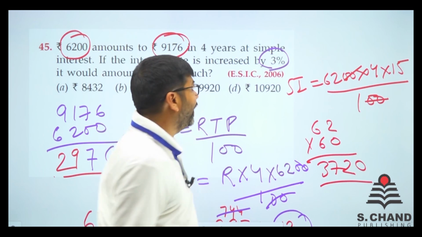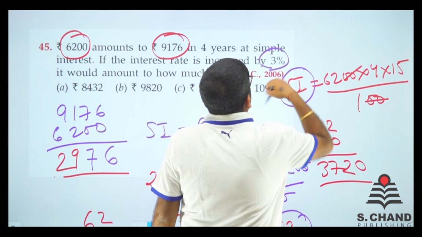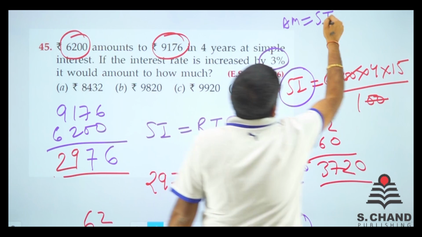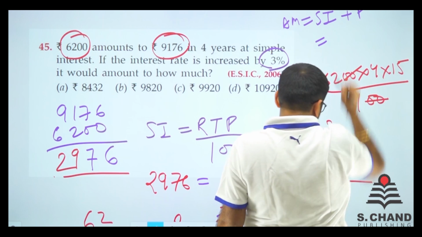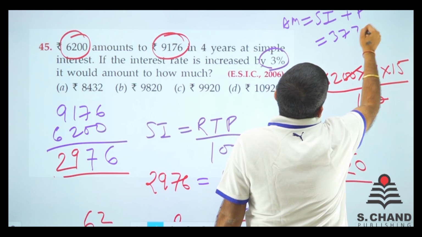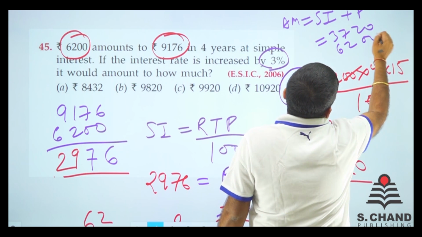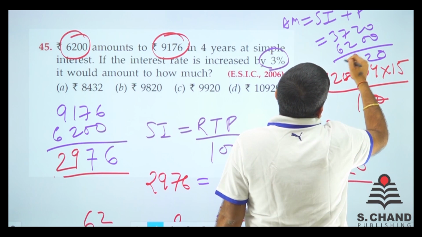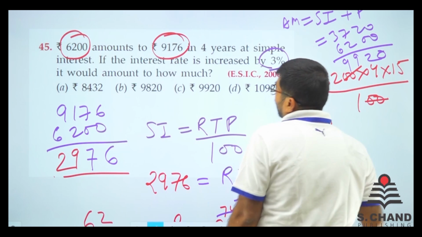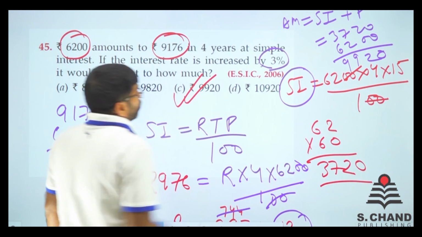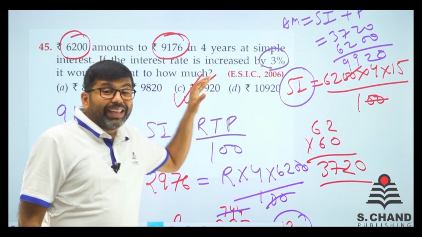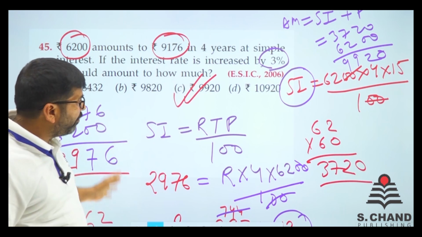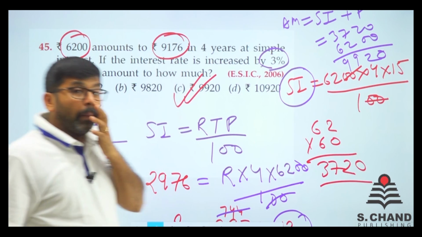This is SI and we need to calculate the total amount. So total amount is equal to SI plus principal amount. So 3720, 6200, we got 0, we got 2, we got 9 and we got 9. So is it 9920? Yes, it is. So simple question. ESIC had given this question, but we were calculating things.